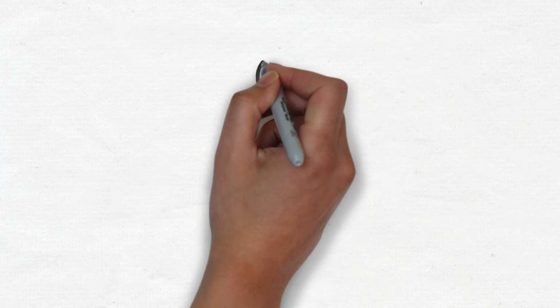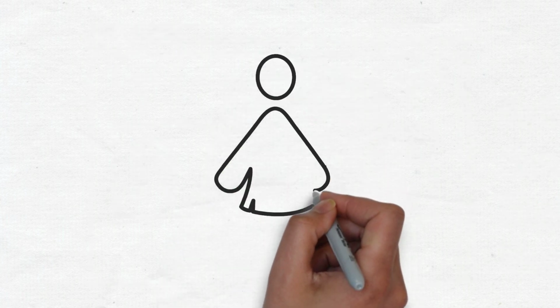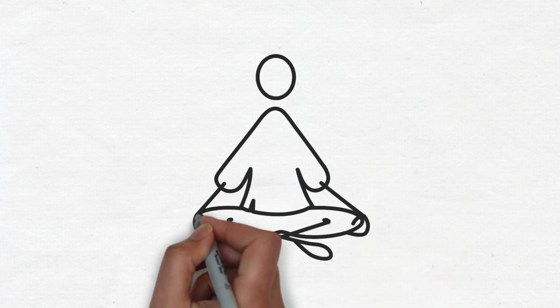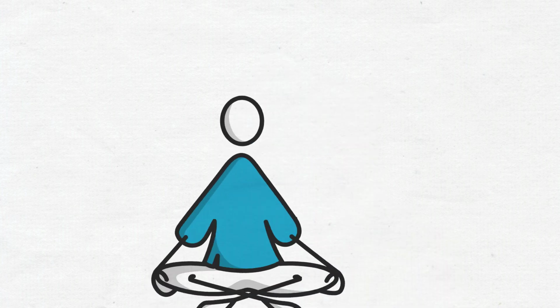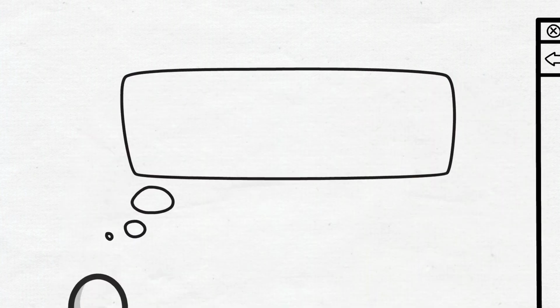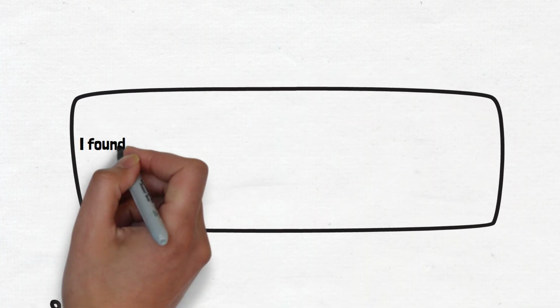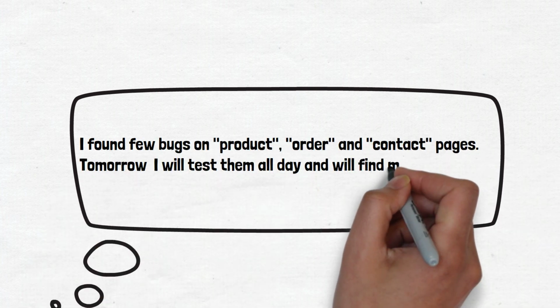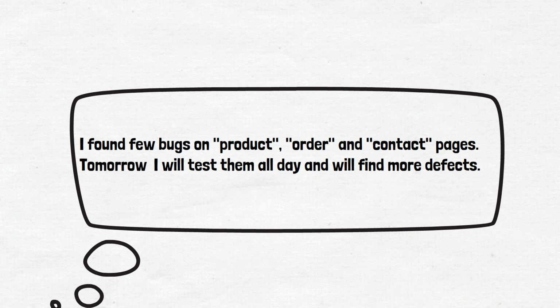That was a productive regression testing session. You found a lot of bugs. And you have 1 more day for regression testing. You need to select which areas to test better. As a tester who doesn't know the defects cluster together principle, you might think, I found a lot of bugs on the cart page, and only a few bugs on other pages. Today I will test product, order, and contact pages all day and find more defects.